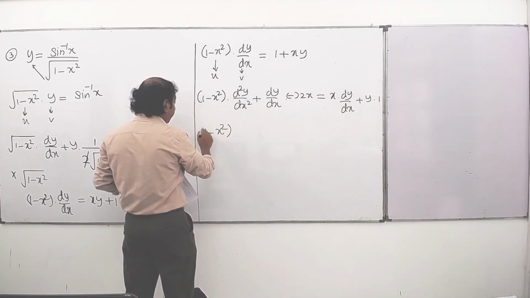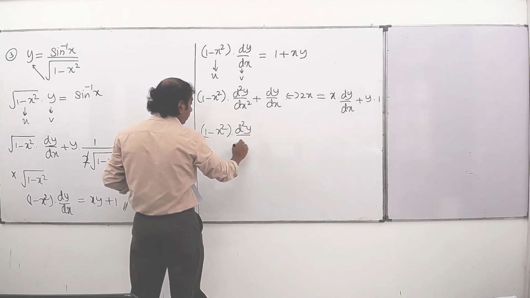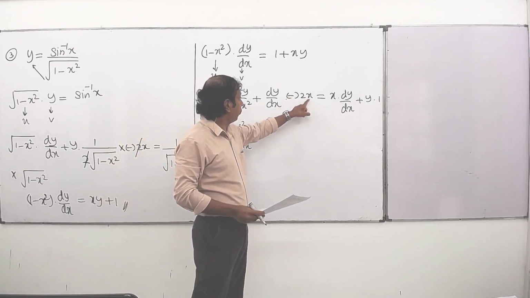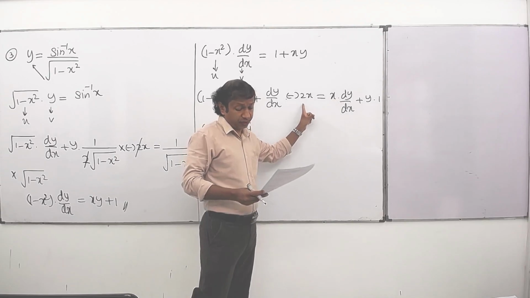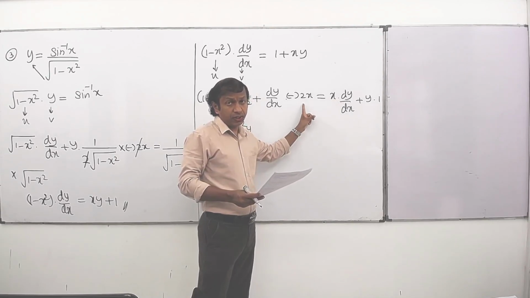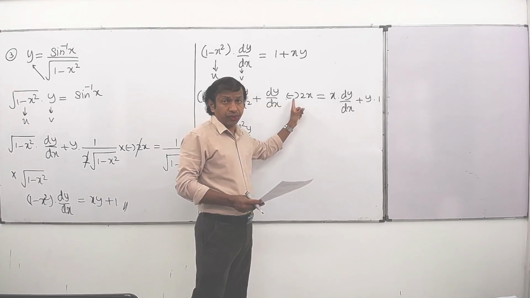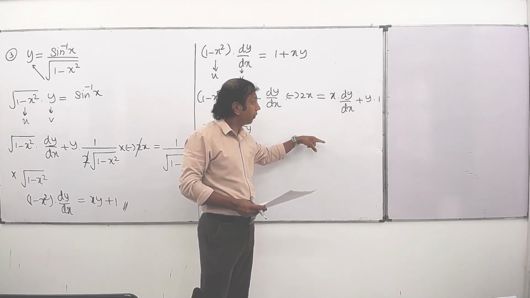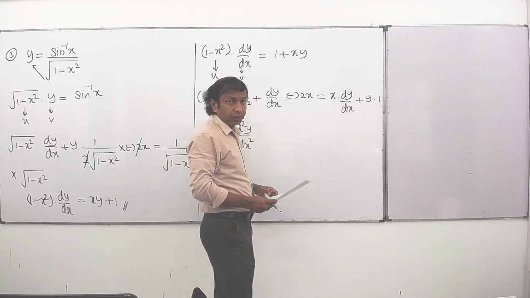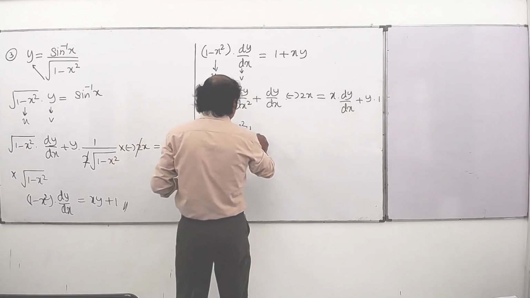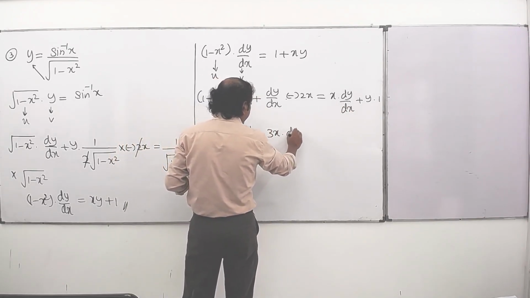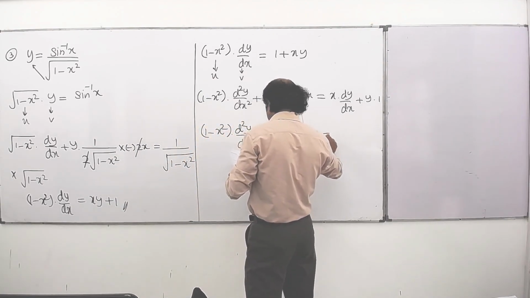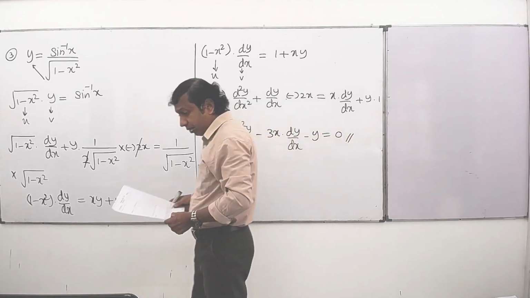1 minus x squared d2y over dx2. Here, minus 2x dy by dx. Take this also to the left hand side. We get minus x dy by dx. Here minus 2x, here minus x, minus 3x dy by dx. And that y when you take to the left hand side, minus y. Answer coming, right? Minus 3x dy by dx minus y equals 0. Second answer coming like this.